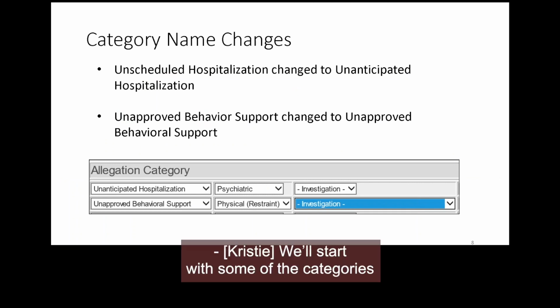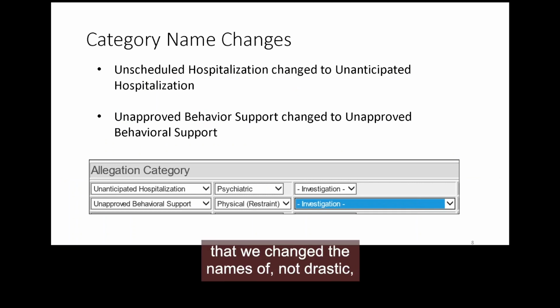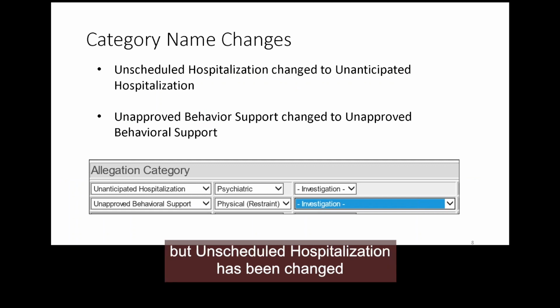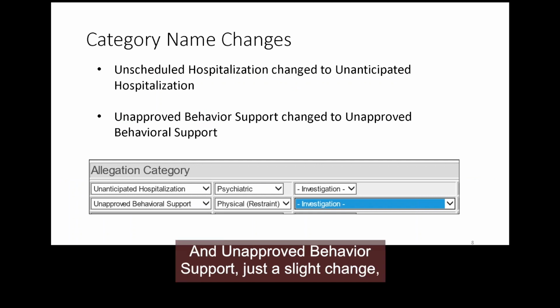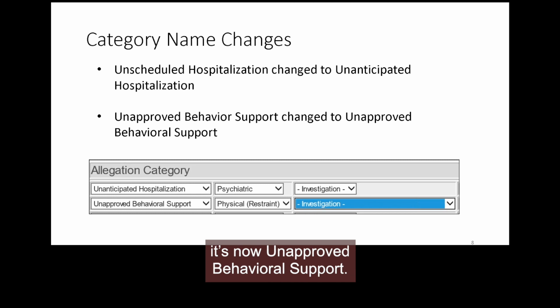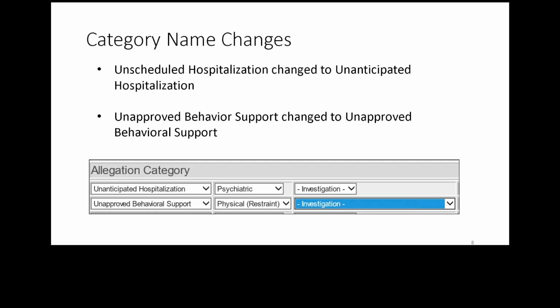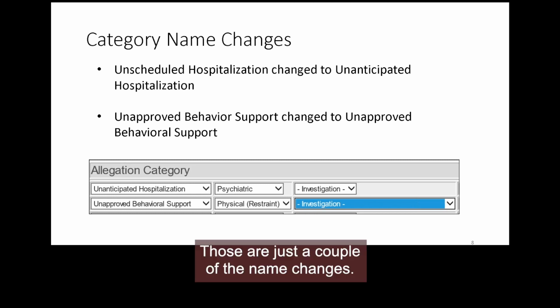We'll start with some of the categories that we changed the names of, not drastic, but unscheduled hospitalization has been changed to unanticipated hospitalization, and unapproved behavior support, just a slight change, it's now unapproved behavioral support. Those are just a couple of the name changes. The next set of things that we're going to talk about are some of the drop-down categories.